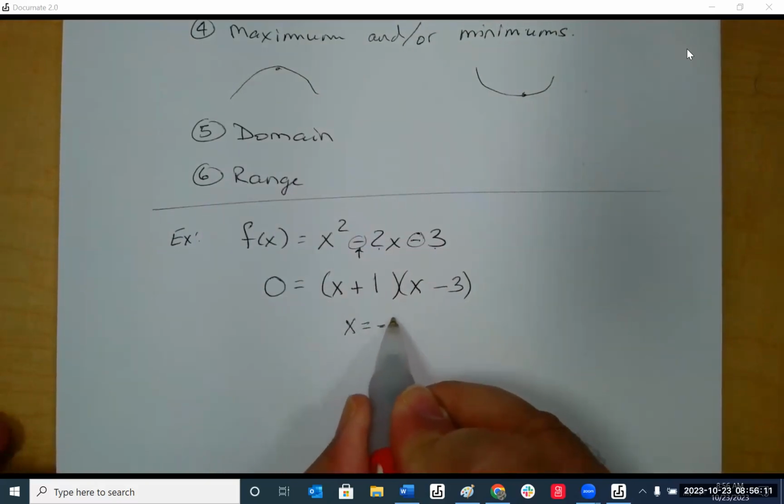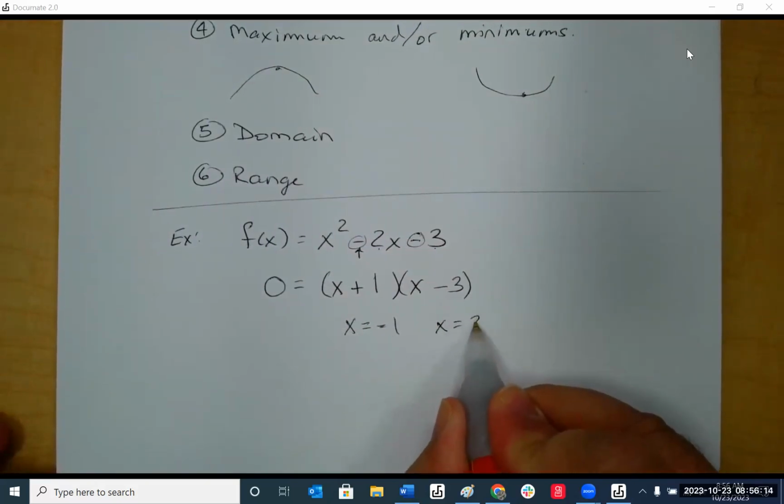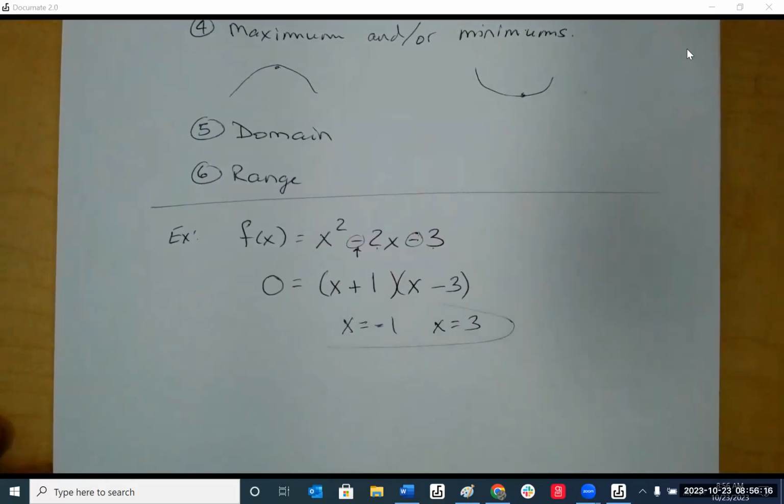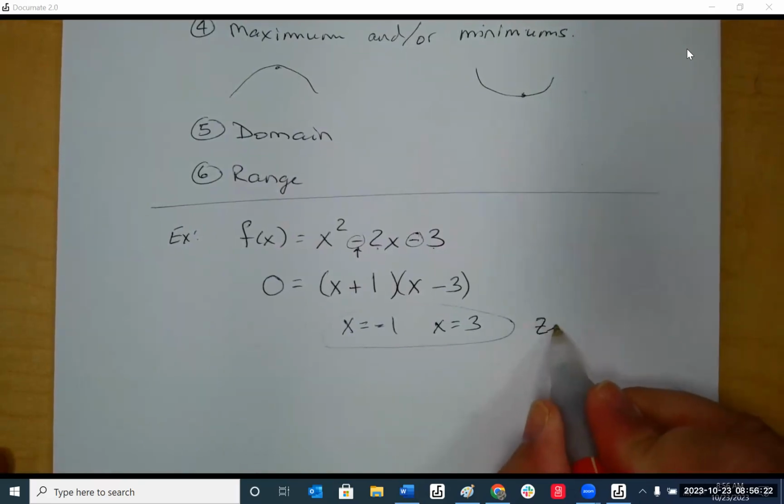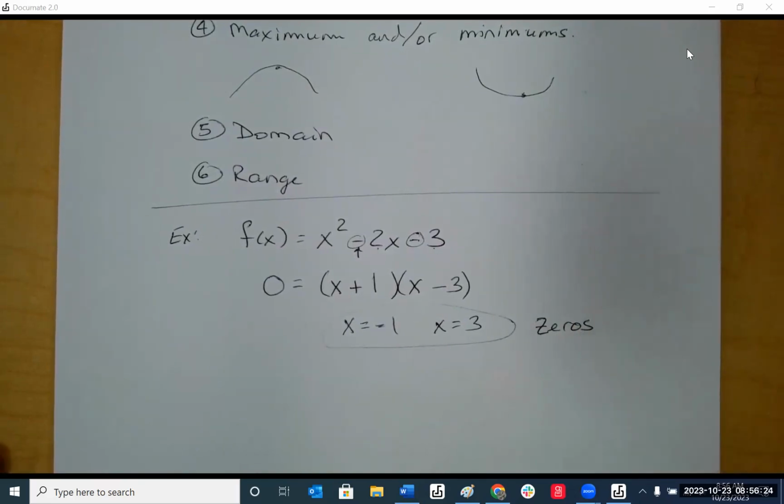Set those equal to 0. I got x equals -1 and x equals 3. Those are my x-intercepts. These are actually called my zeros. My x-intercepts are at (-1, 0) and (3, 0). In this chapter, I'm also going to show you other ways of solving quadratic equations or equations in general.